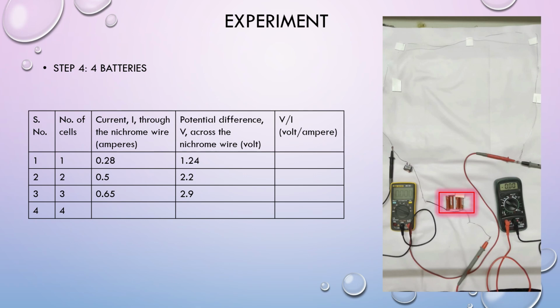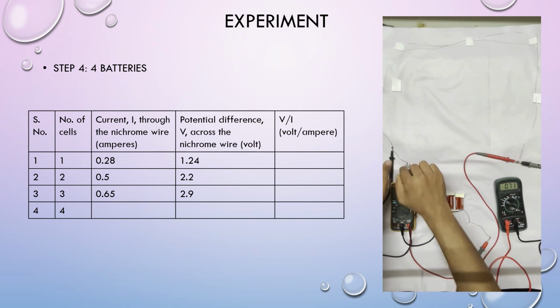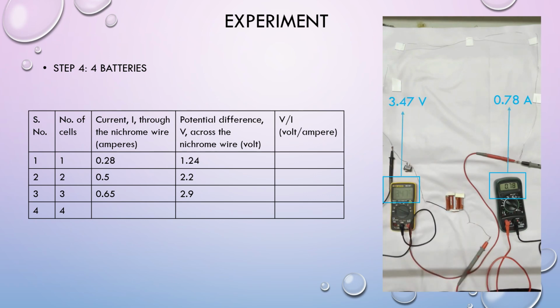Now we have 4 batteries here. As before, we will turn it on, and as we can see here, the current flowing through the nichrome wire is 0.78 amperes and the potential difference across the nichrome wire is 3.47 volt. We will mark the values here. Okay, so now we are done with the experiment. What we do now is we will try to analyze these values.